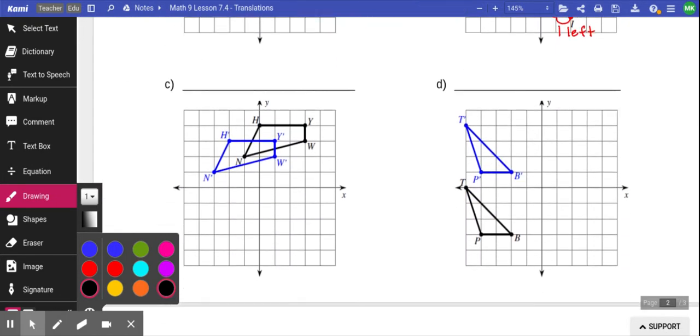Beautiful. There's 2 questions there. I want you to try both of them. Pause the video, try them, come back, see if you get them right.